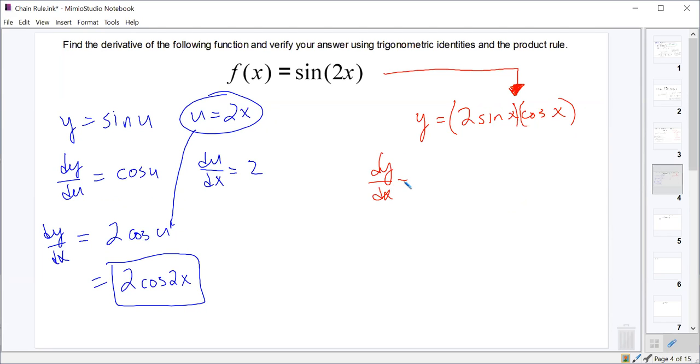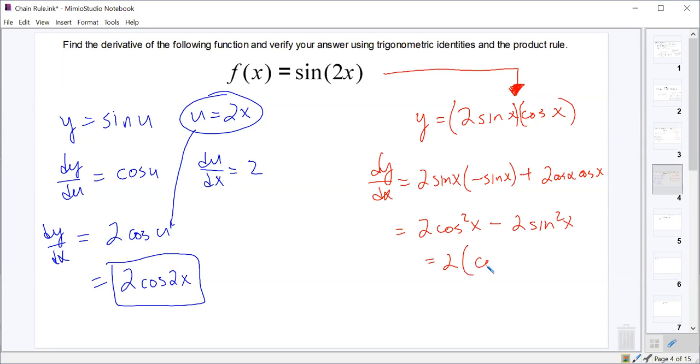If I wanted to, we'd end up with 2 sine x times the derivative of cosine, which is negative sine, plus the derivative of 2 sine, which is 2 cosine, times cosine. And if we write that a little simpler, it'd be 2 cosine squared x minus 2 sine squared x, which becomes 2 times cosine squared x minus sine squared x. And I know that you know, based on the formula sheet that I told you to memorize, what is cosine squared x minus sine squared x?